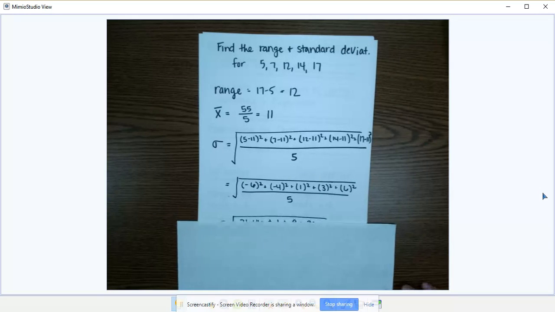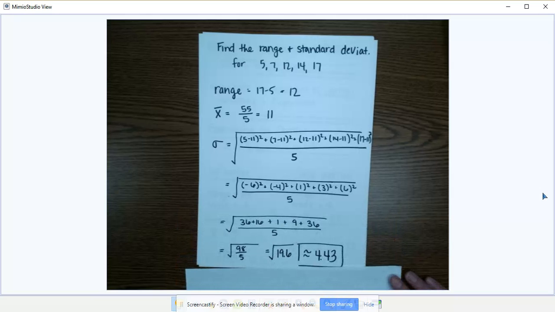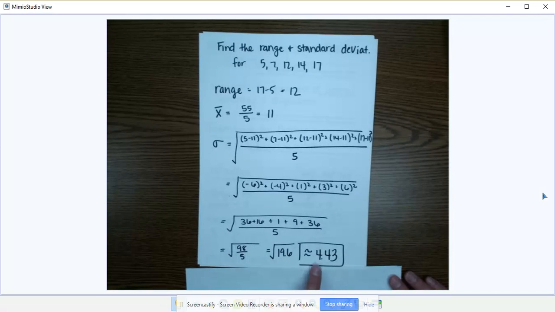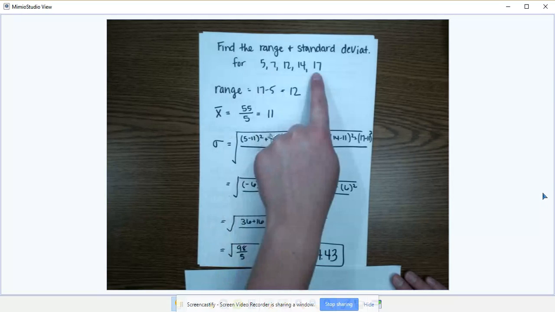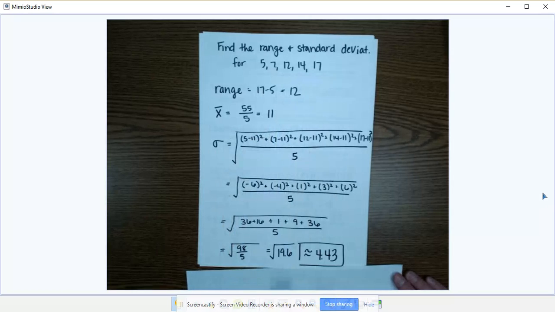I went ahead and did the math. You can follow along, but you should get down to the square root of 98 over 5, which is the square root of 19.6, which comes out as roughly 4.43. So on average, each of our data values is roughly 4 units from our mean.